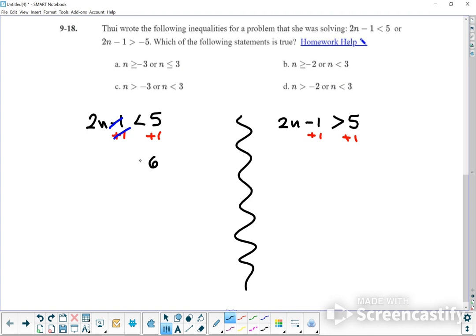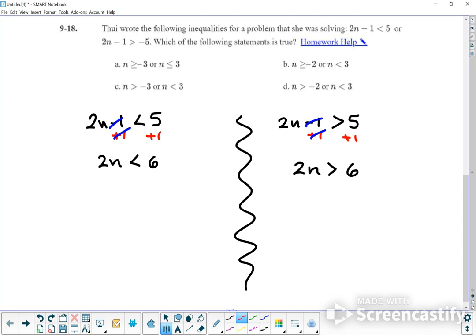And then you're going to have less than, and then 2n. Okay, and this one's going to cancel out 2. And 5 plus 1 is going to give you 6. But in this case, you're going to have greater than. And it's going to be 2n is greater than 6. Right, so it's going to be very similar, but it's not going to be exactly the same.